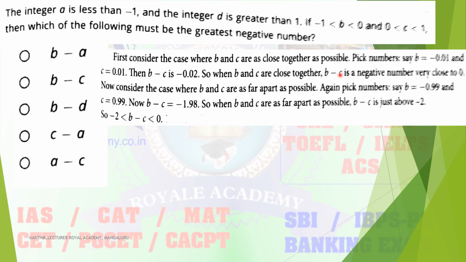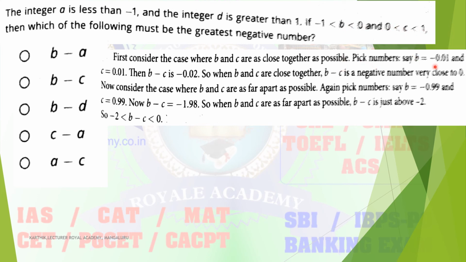So first consider the case of b and c. b is between -1 and 0. Why? Because all the options involve b and c. b is between -1 and 0, c is between 0 and 1. Consider them as close together as possible.